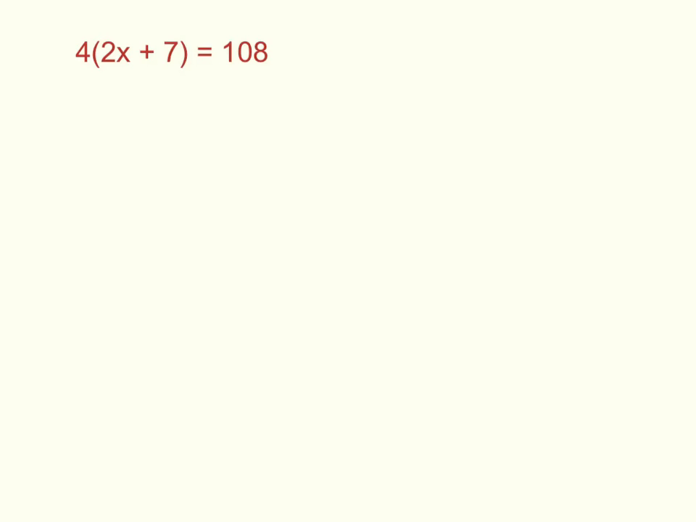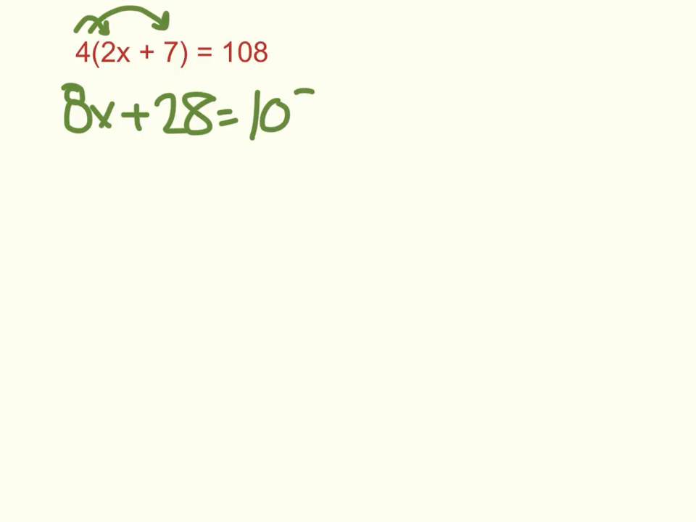Okay, so for this one, we are going to solve the equation, but we're also going to use words to justify each step. So I have my original equation, and then the very first thing I do is the distributive property. 8x plus 28 equals 108. Okay, and we just said this is the distributive property.